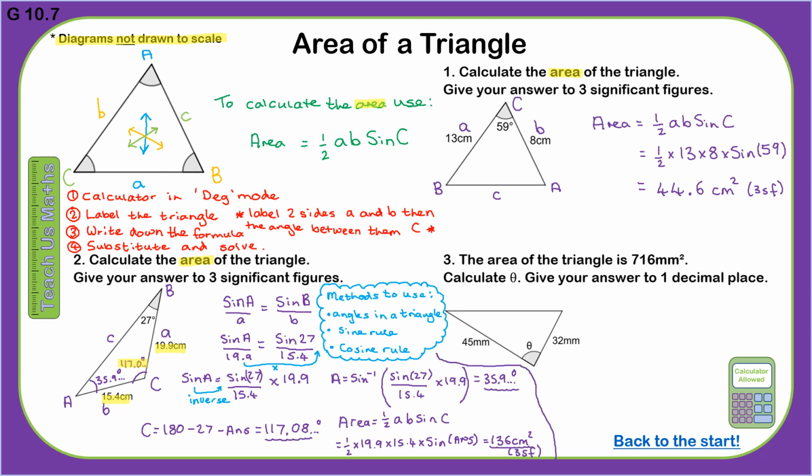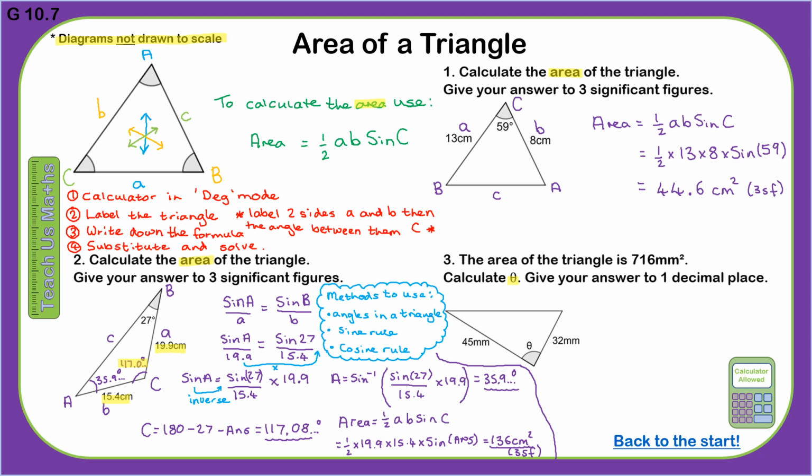Question 3. The area of the triangle is 716 millimeters squared. Calculate theta. Give your answer to 1 decimal place. So for this question, we are told the area of the triangle, and we need to work backwards to calculate the missing angle.